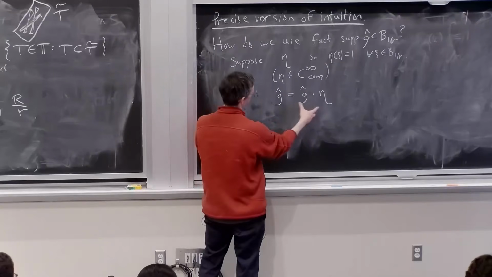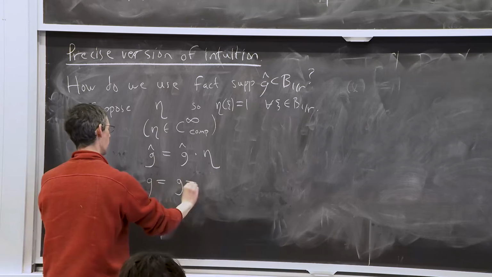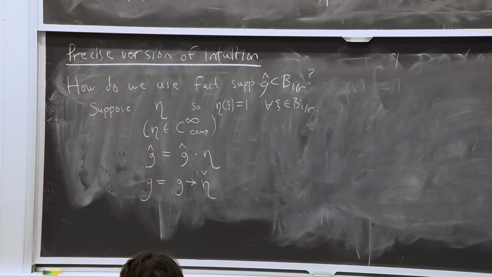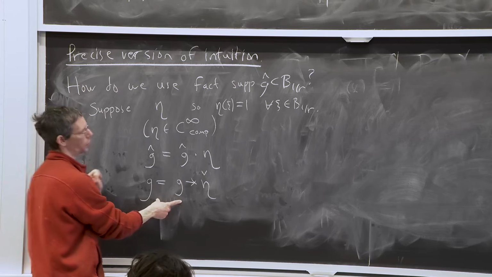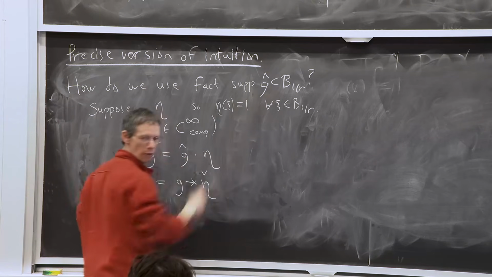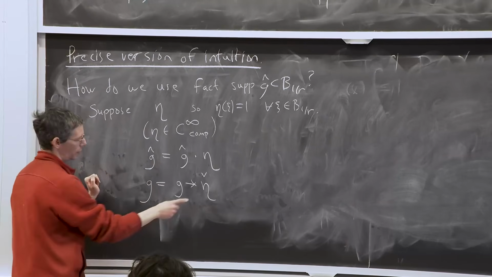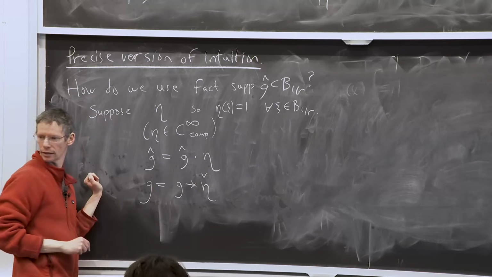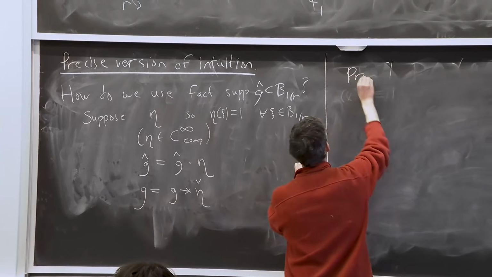And now I can take the inverse Fourier transform of this. And I get that g is g convolved with eta check. OK. So this follows from and is almost equivalent to this, but it's often a little bit easier to work with. So next, we should figure out a little bit what this function eta check is like. So, properties of eta check.